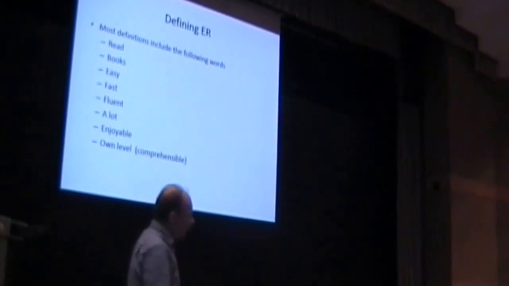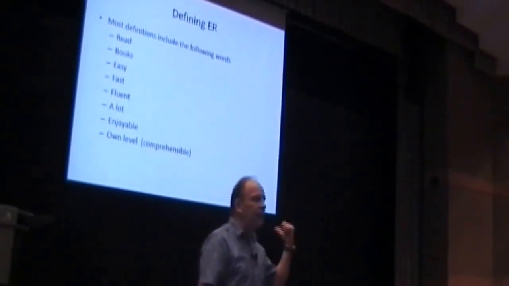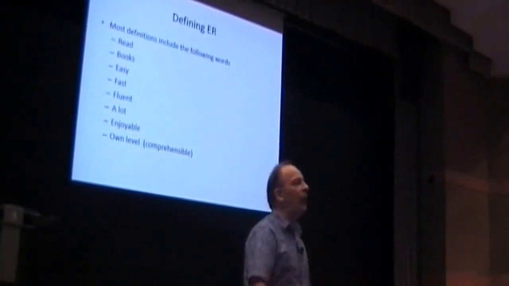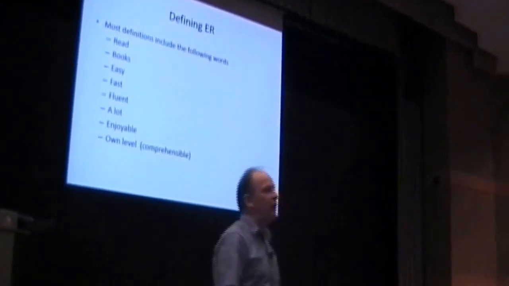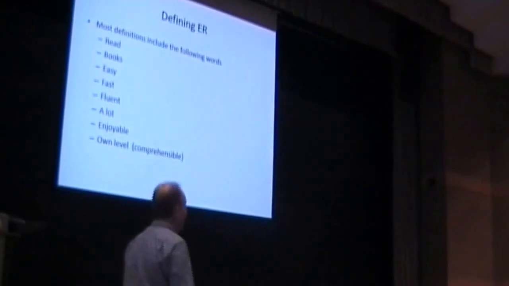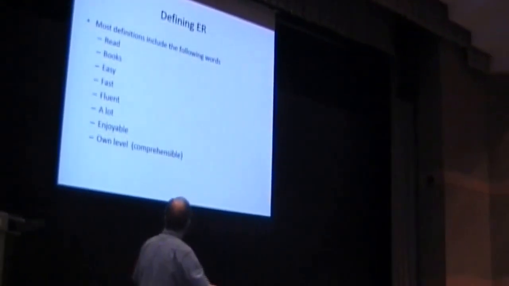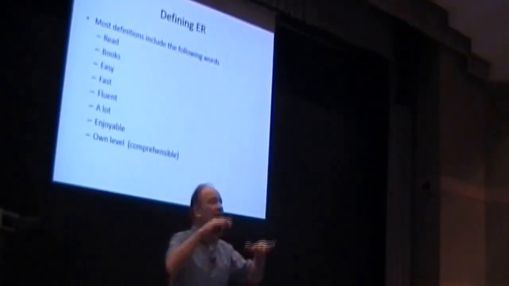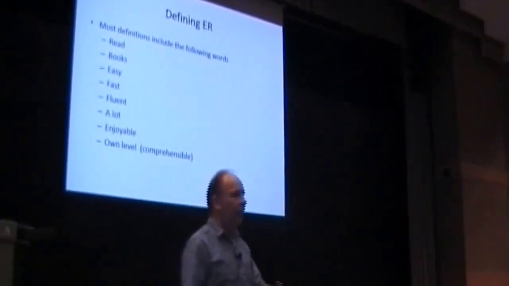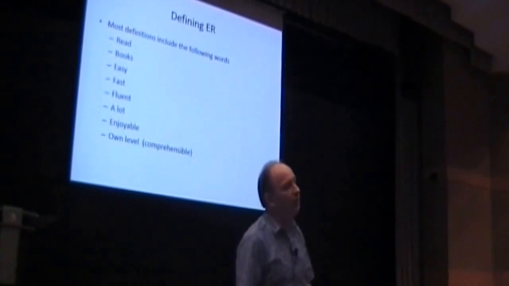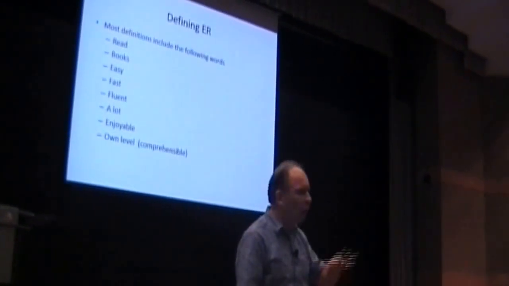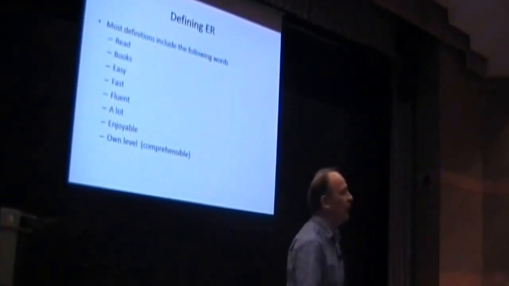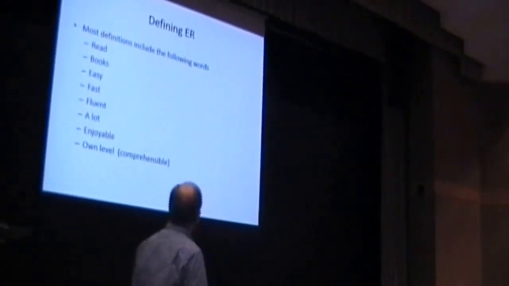So, when we get to a definition of extensive reading, it tends to work a little bit like this. These are the sort of common words. If I say, tell me 10 words or 5 words that you would use in a definition of extensive reading, it's probably these things. Something to do with reading, probably books, easy, fast, fluent, a lot of it, enjoyable, and something like reading at your level or comprehensible. These generally are found in most definitions of extensive reading. I'm not going to bore you with pages and pages of what people have said for definitions. I'm sure you're familiar with some of them.